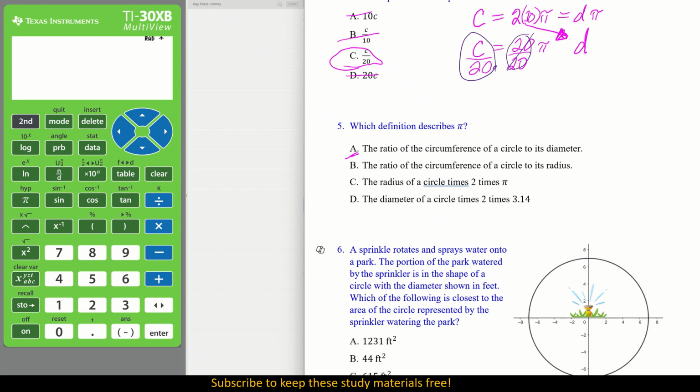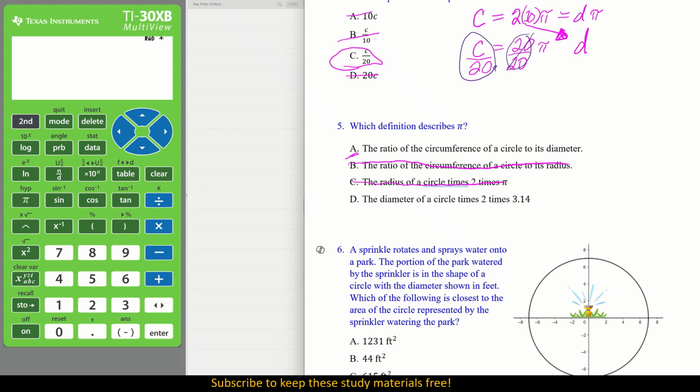The ratio of the circumference of a circle to the radius. No, you can't have just radius. We just said that. It's 2 times radius, so I disagree with this one. Still like an A. Let's go to C. The ratio of the radius of a circle times 2 times pi. That's circumference. That's not the definition of pi. No, that is the definition of circumference.